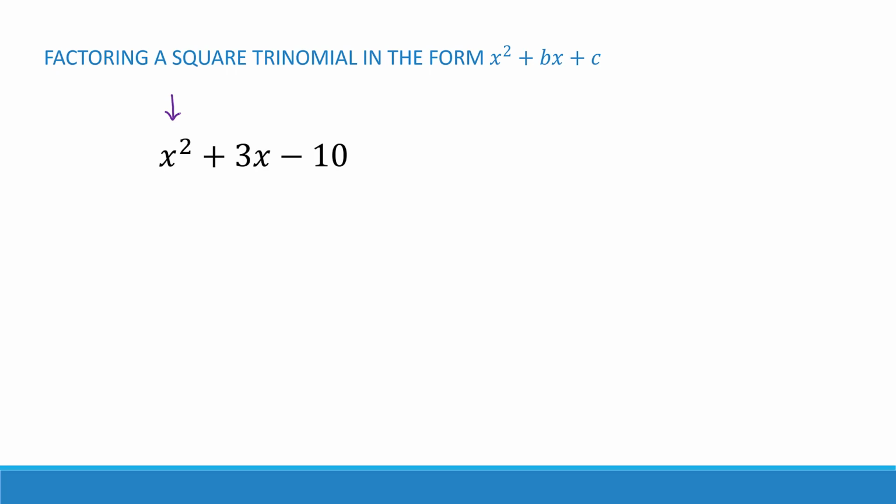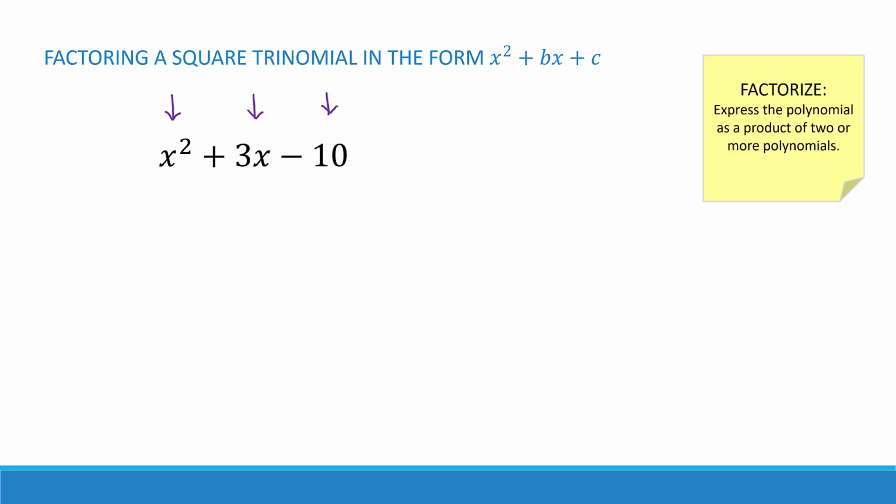The second term is in the form bx because we have the x elevated to the first power, and it has a coefficient that is a real number. And the third term is in the form plus c because it's just a constant number. In this case, it's minus 10. To factor means that we want to express this trinomial as the multiplication of two or more polynomials.